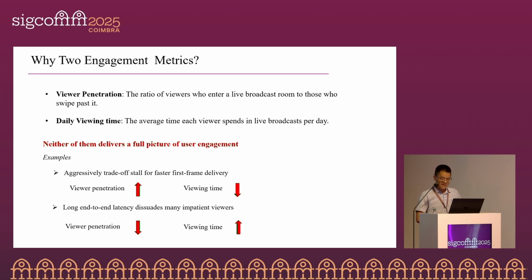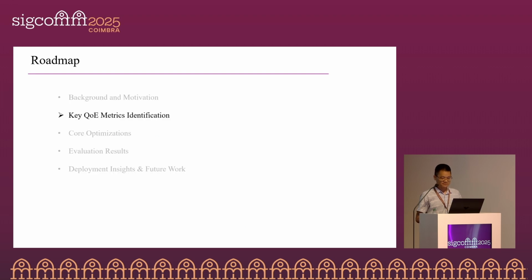Optimizing only one metric can lead to trade-offs. For example, faster first frame delivery might boost penetration, but reduce viewing time due to more stalls. Conversely, longer viewing time might result from loyal viewers compensating for low penetration caused by higher latency. By optimizing both metrics simultaneously, we ensure balanced and meaningful improvements in engagement.